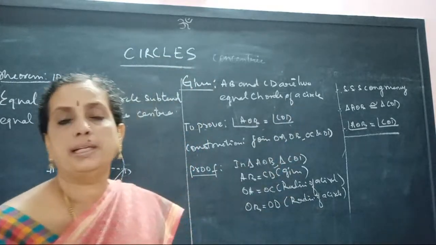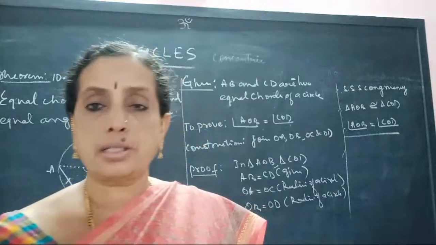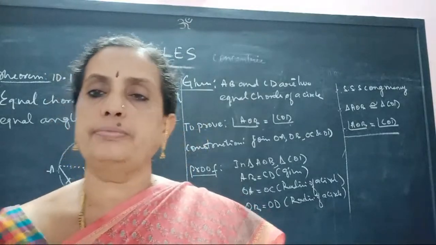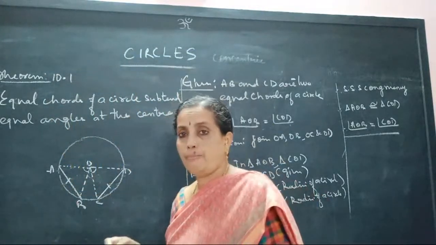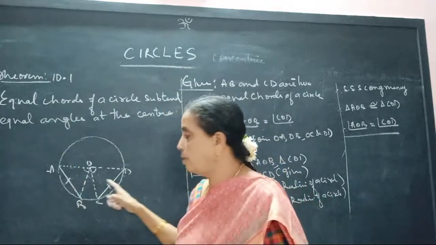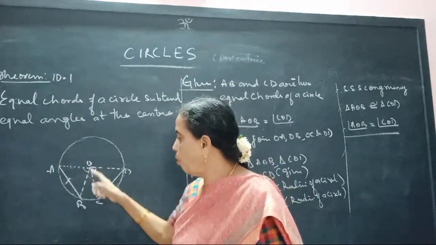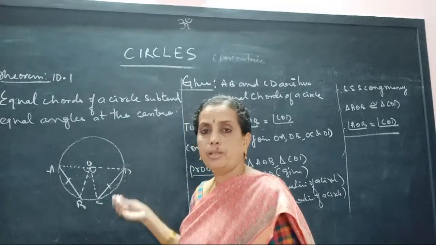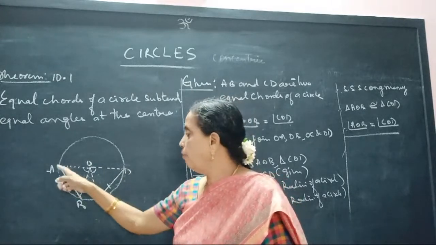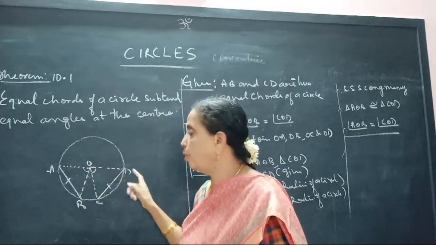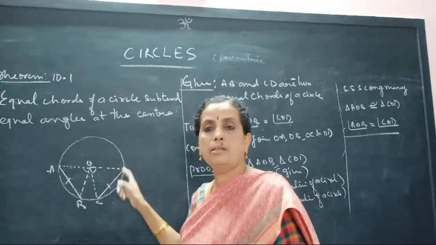After the chapter, when you go with congruent triangles, you will get what this congruency and CPCT are. And the statement of the converse: here what we proved is, if AB equals CD, then angle AOB equals angle COD. Its converse: if angle AOB equals angle COD, prove that AB equals CD.